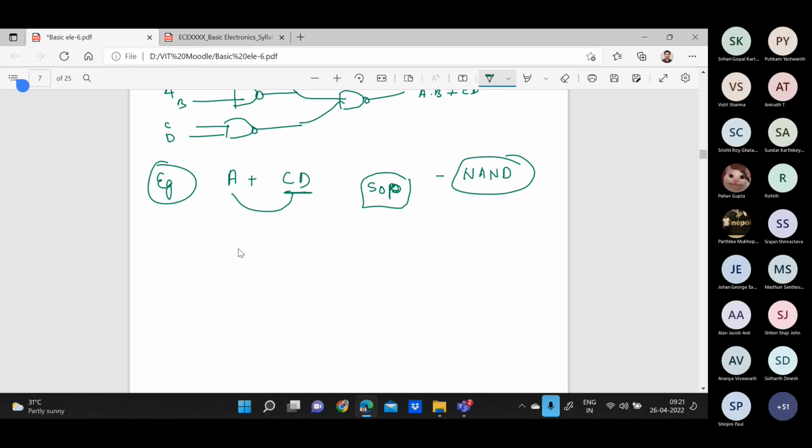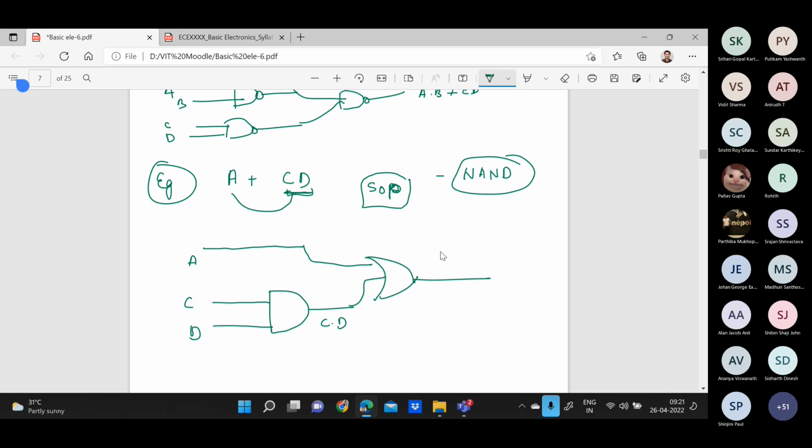Right. After that, what you have to do? You have to take A directly. Here we have AND operation between C and D. So what I will do? I will make one AND gate here. Will take here C and D. Okay. So this will give you what? C dot D. And we also require one OR gate. So I can make one OR gate here. You will get A plus CD.